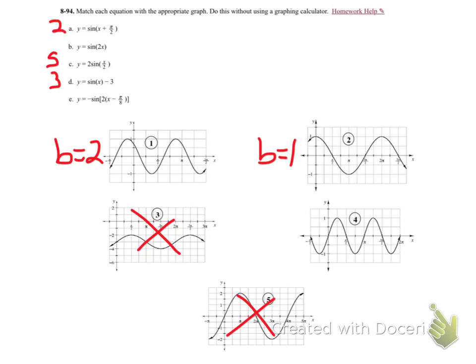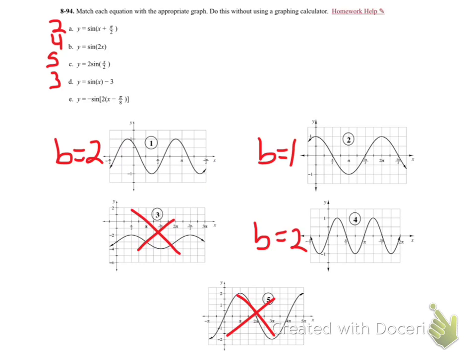So now I'm down to these last ones, 1 and 4. And again, right here, that is a B value of 2. So now the difference between these is there's an H value here of pi over 8. There is no H value. So this one right here looks like it has an H value. This one right here, we could start it right there as our locator point. And if we check the graph, that is going to match up with 4. Sine of 2x.